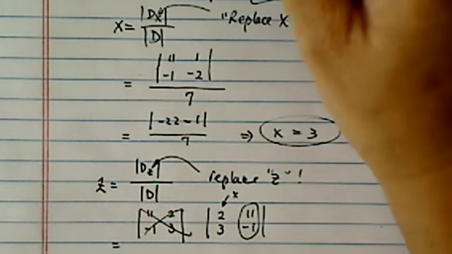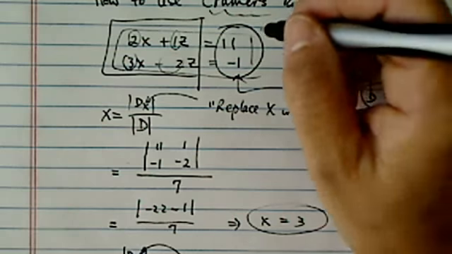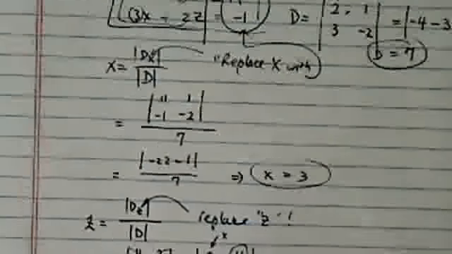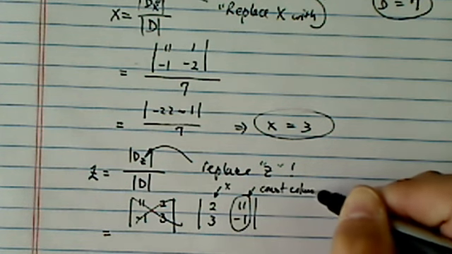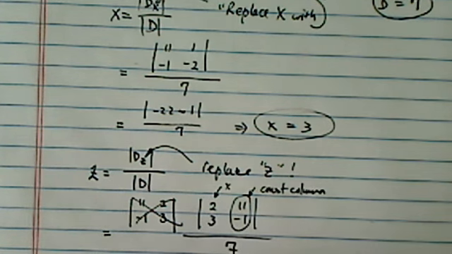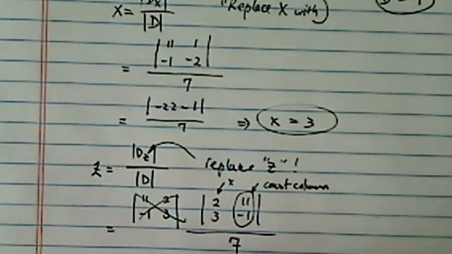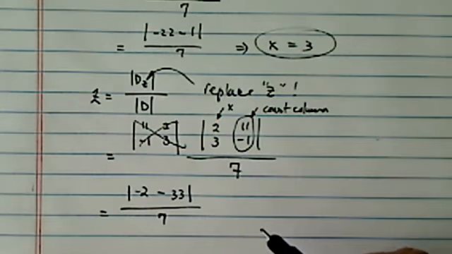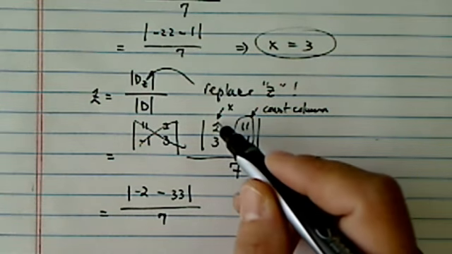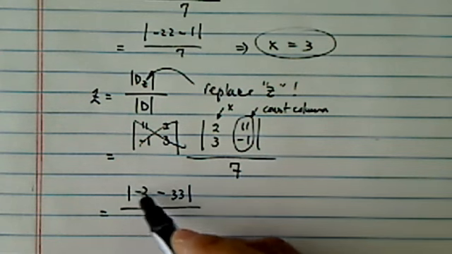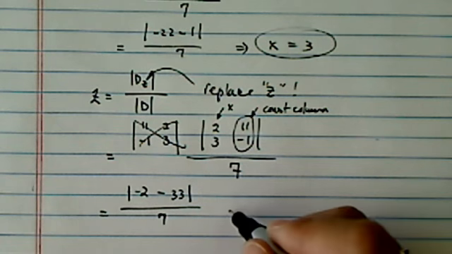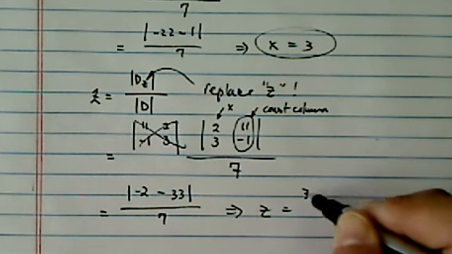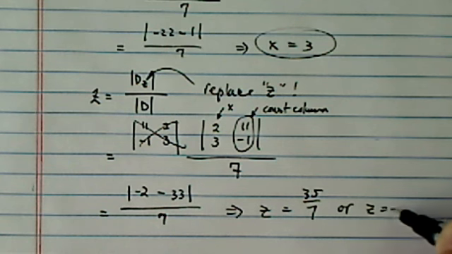This chunk back in here is the constant column. So we're going to replace z with the constant column and divide by 7. So we have the absolute value of -2 minus 33, divided by 7. Again, it's the main diagonal, which is 2 times -1, that's -2, minus the off diagonal, which is 3 times 11, so it's -33. So we have z equal to 35 over 7, or z is equal to 5.